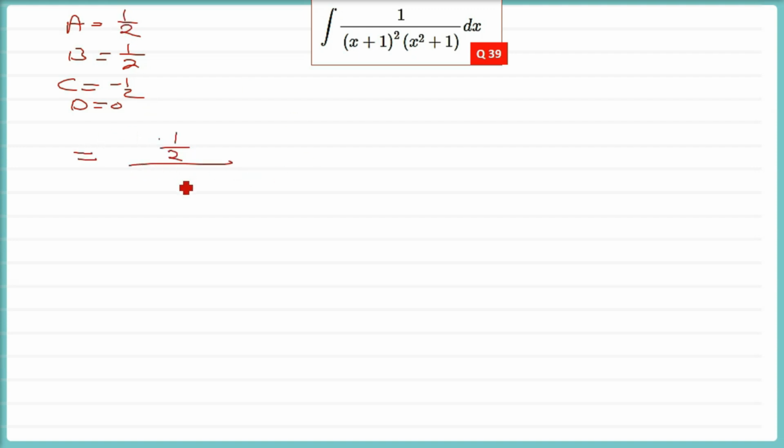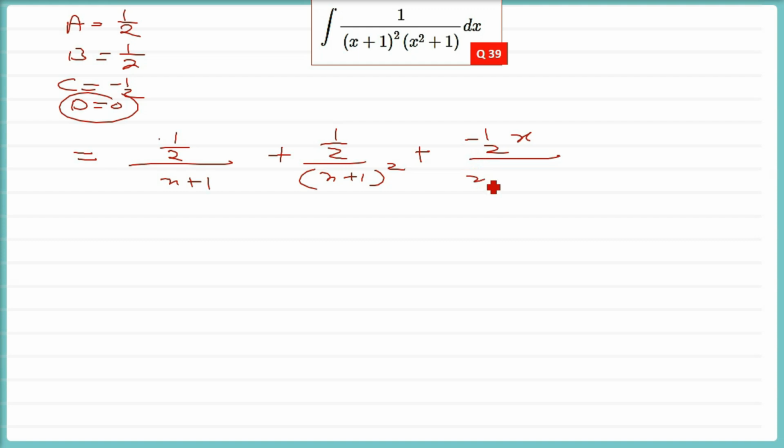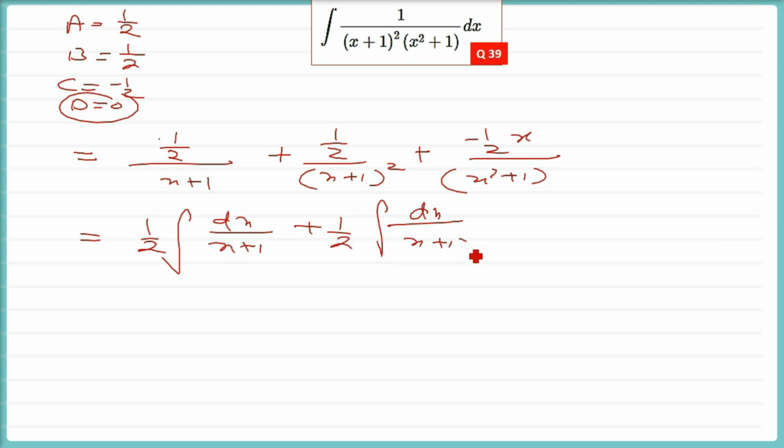So it's half divided by x plus 1, then b divided by x plus 1 whole square, so half divided by x plus 1 whole square. C is negative half, so you can have a negative here, and negative half, it will be cx plus d, so negative half into x plus 0. So minus half x will come in the numerator, and in the denominator it will be x square plus 1. Now let's integrate. Half you can take outside, dx divided by x plus 1. Here also half, integration of dx divided by x plus 1 whole square. Here negative half and integration of x dx divided by x square plus 1.